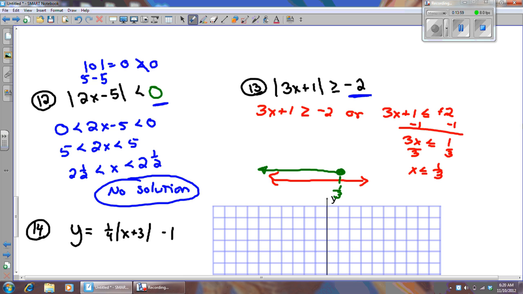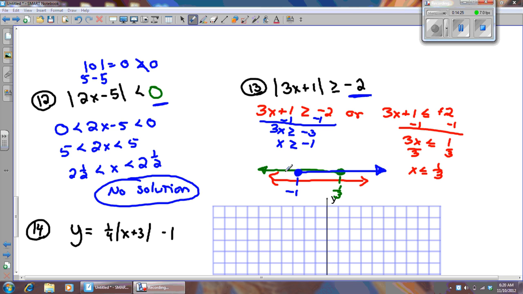Okay, let's see what happens up here. I'm going to subtract 1, and I'm going to get 3x. It's greater than or equal to -3, which means x is going to be greater than or equal to -1. So I put -1 on here. It's going to be an open point, and I shade this way forever. And since it's an OR statement, I only need one part of it to be true. I end up shading the entire number line. So this is all real numbers.